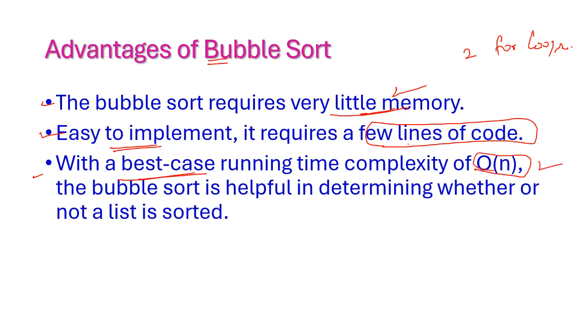Bubble sort is very helpful in determining whether or not the list is sorted. Okay, in both cases, we can implement the bubble sort, right? So these are the advantages.